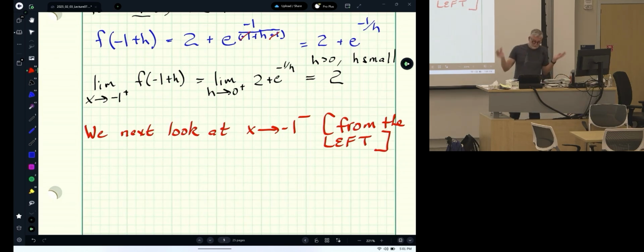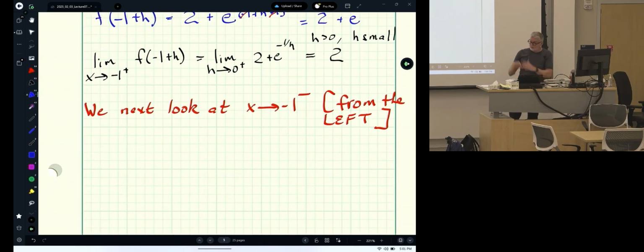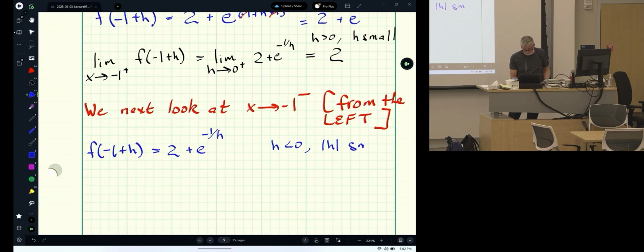Okay, so it's pretty much the same thing, except now h changes sign. So we have f of minus 1 plus h is still equal to this. Whoops, I left out my 2. Equals 2 plus e to the minus 1 over h. That doesn't change. But this time, h is less than 0, magnitude of h small.